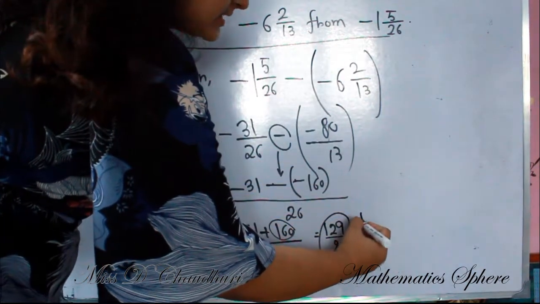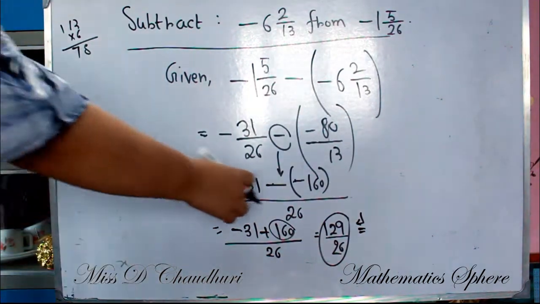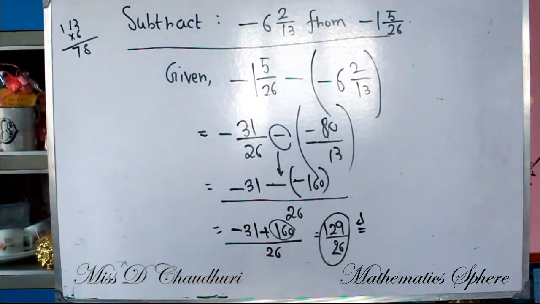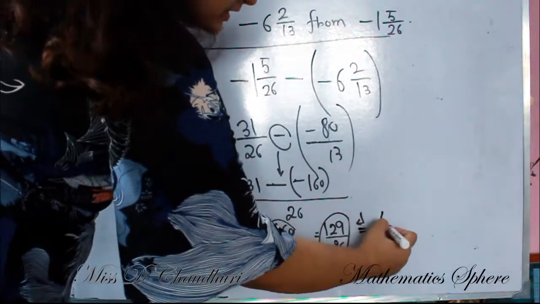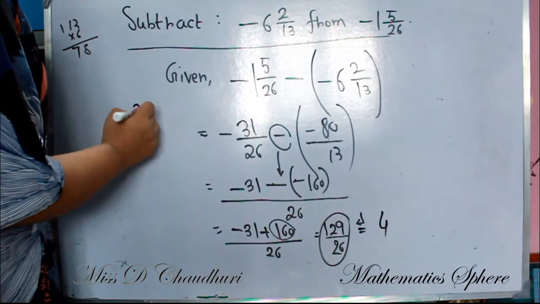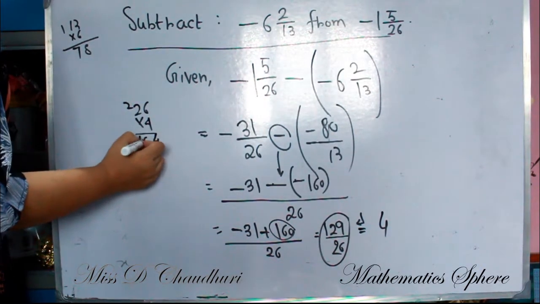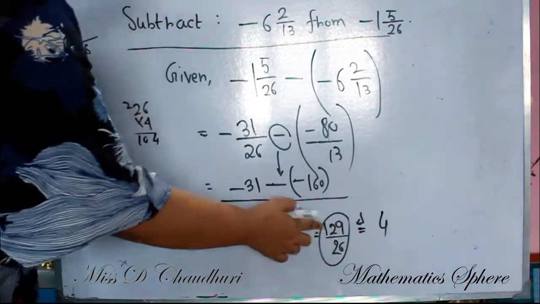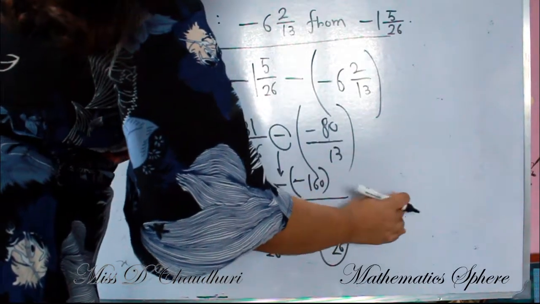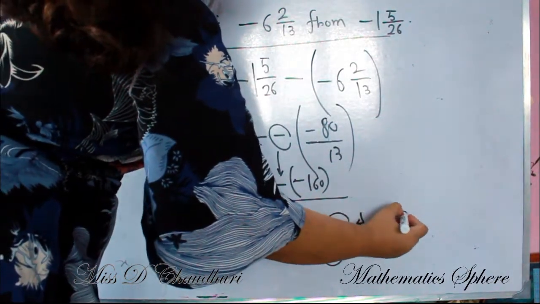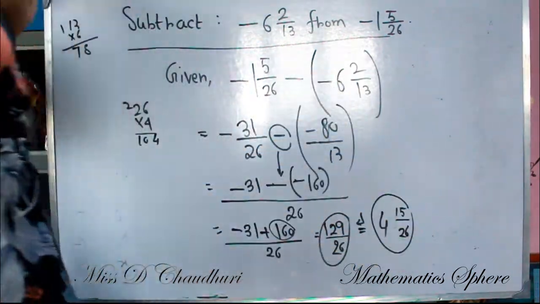I prefer that you divide and write because the answers in the book are given in that manner only. So you divide. 26 fives are 130, so 5 will not go. 26 fours we will have to take. So 26 into 4, what does it come to? It is 104. If you subtract 104 from 129, ultimately you are going to get only 25 by 26. So our answer is 4 whole 25 by 26.